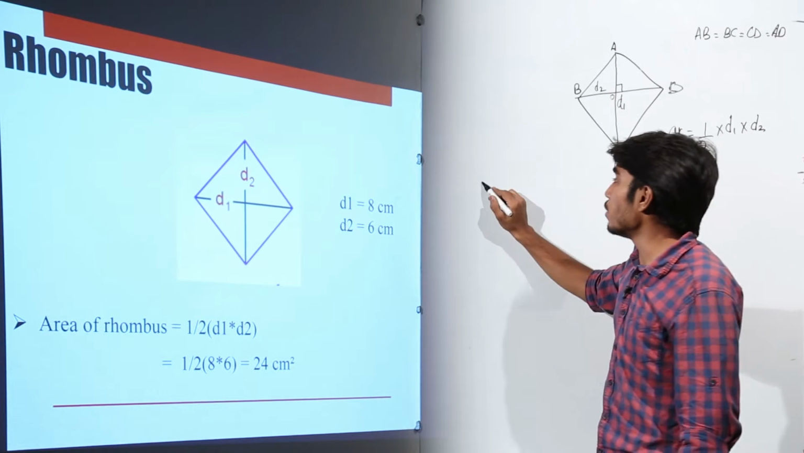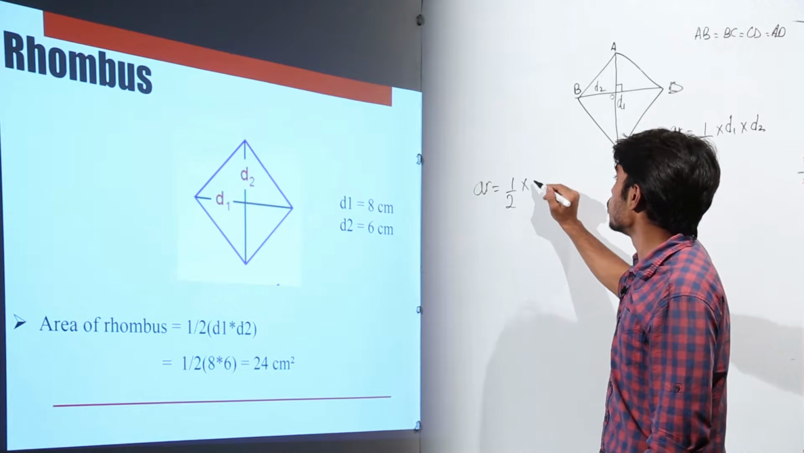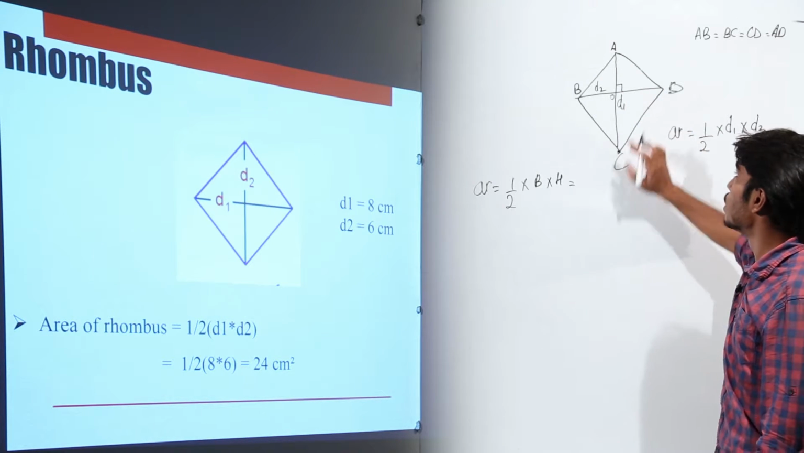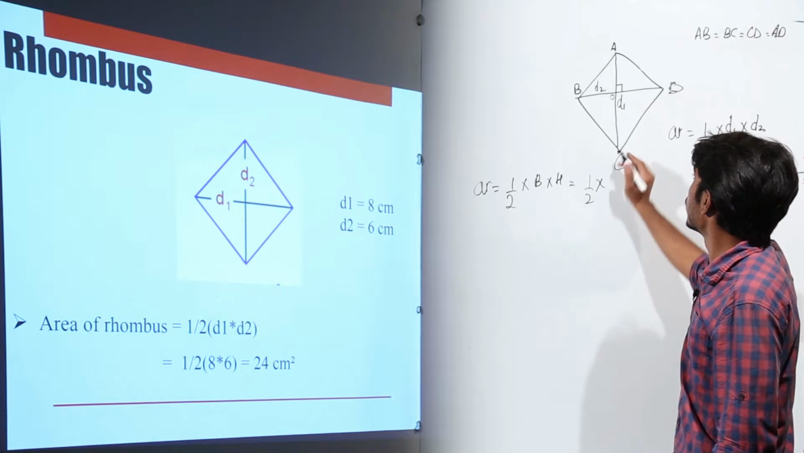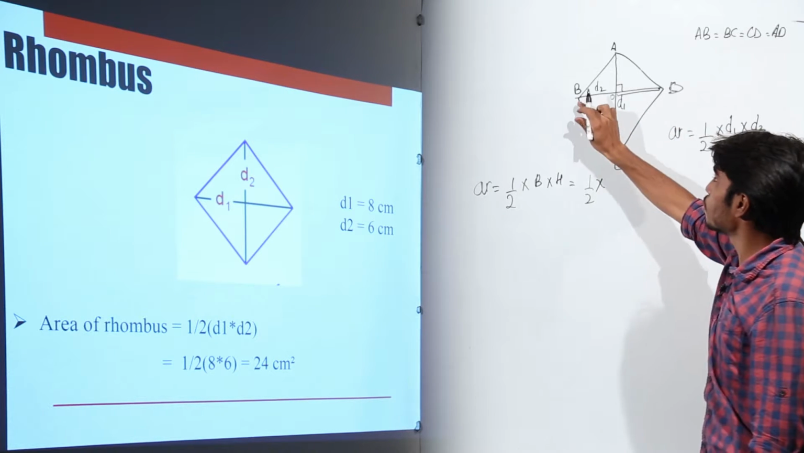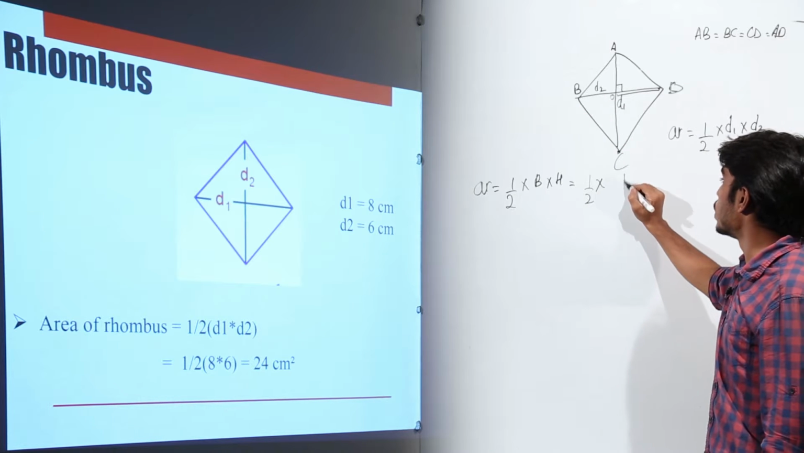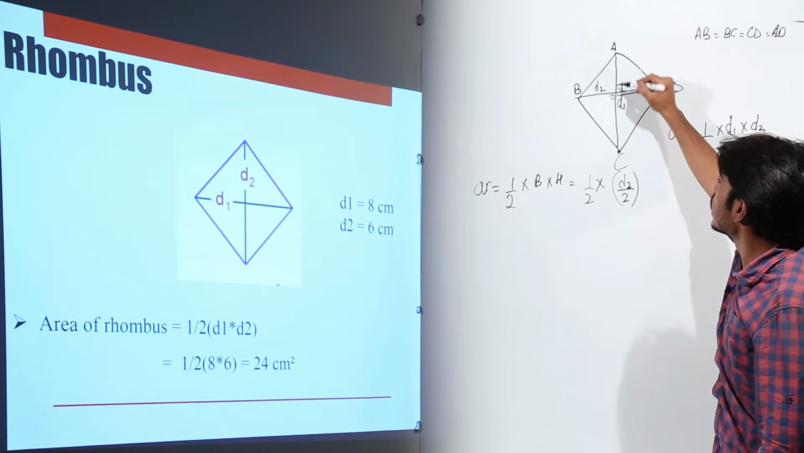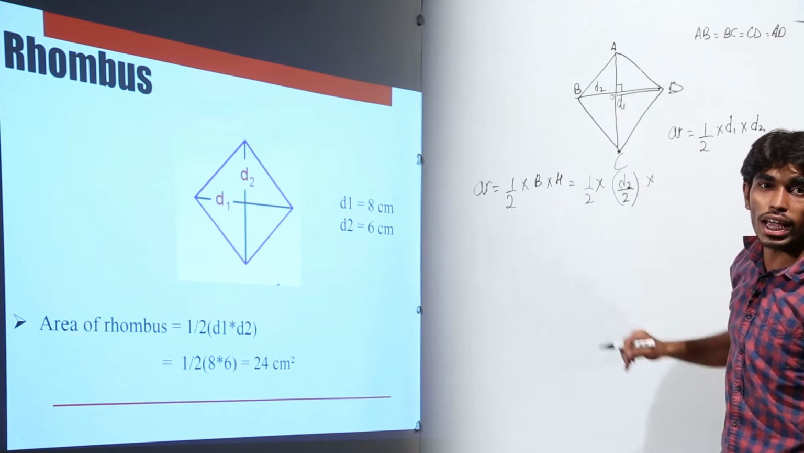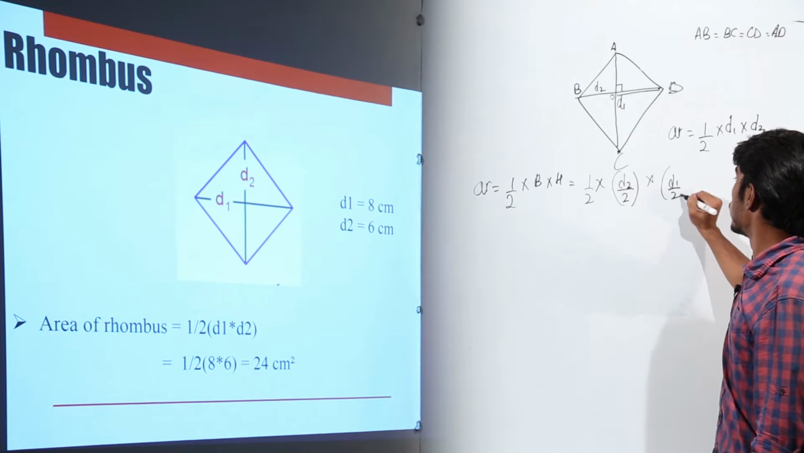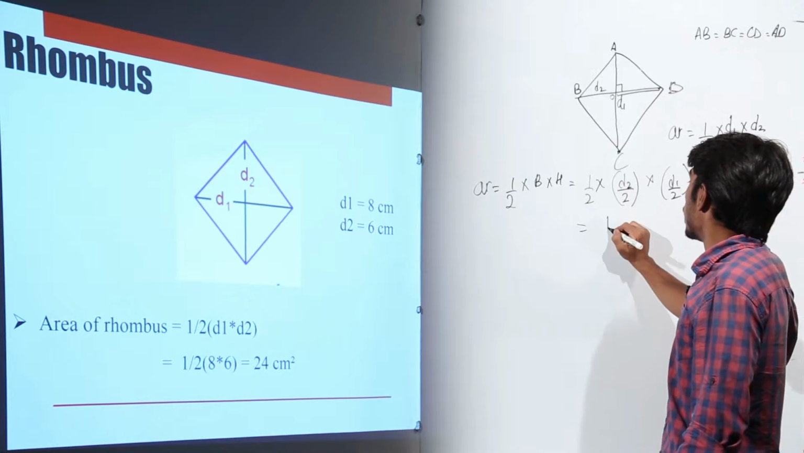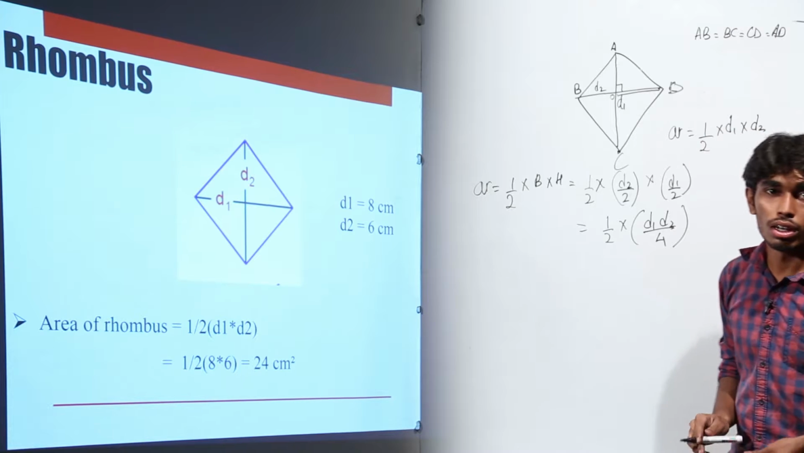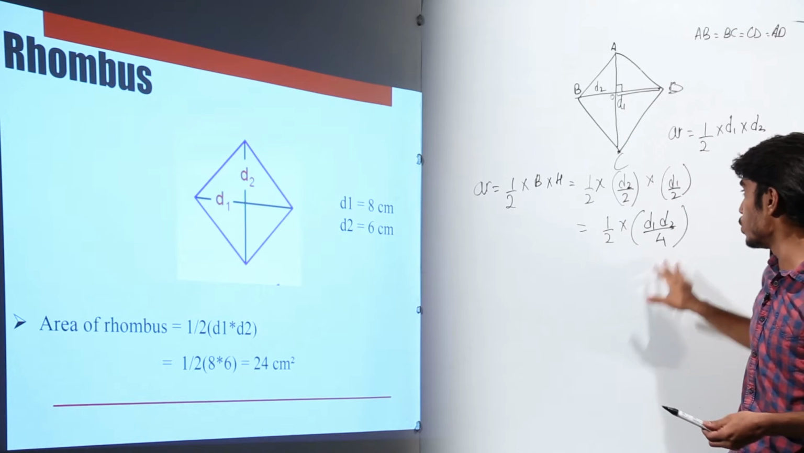So the area of any triangle would be half into base into height. Let's consider this triangle AOD. The base is this much, which is nothing but half of the diagonal D2. So it will be D2 by 2, and H is AO. AO is nothing but half of the diagonal D1, D1 by 2. So this becomes half into D1 D2 by 4. So area of this triangle AOD is half into D1 D2 by 4.